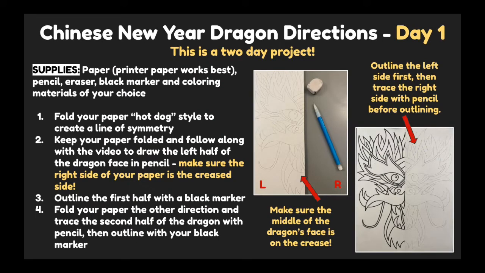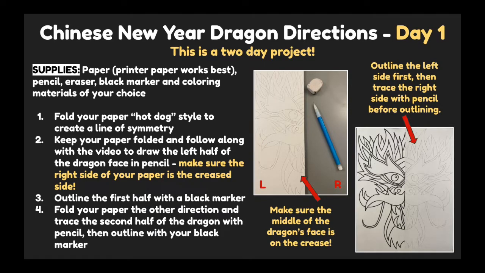So here's the directions for day one of our Chinese New Year dragon. This is a 2-day project. For your supplies, you will need a piece of paper. Printer paper works best, or a paper that you can see through because we will be doing some tracing. You'll need a pencil, an eraser, a black marker, and coloring materials of your choice.